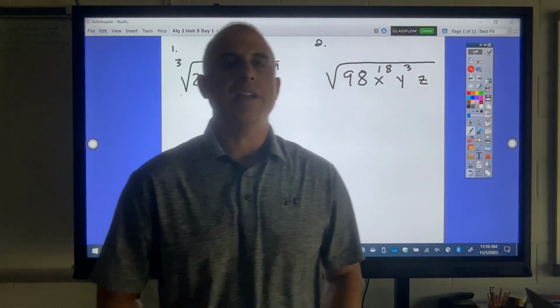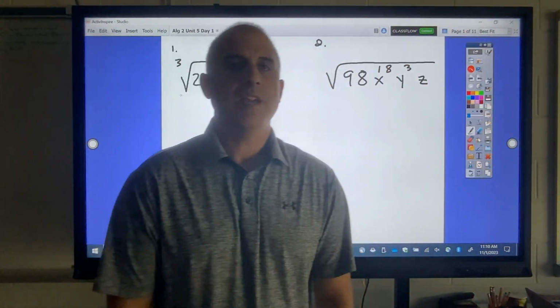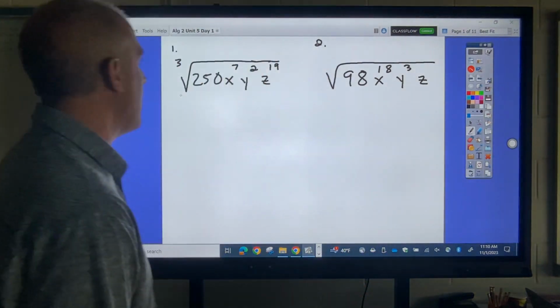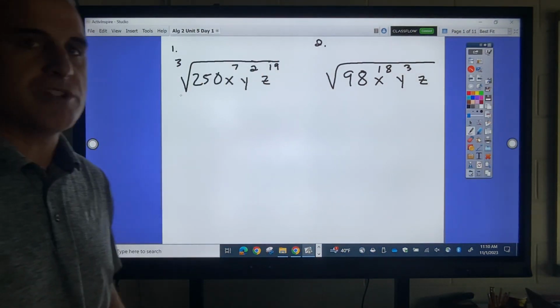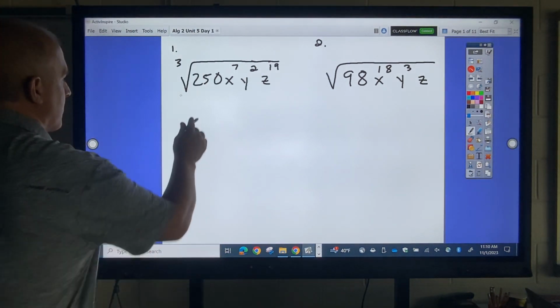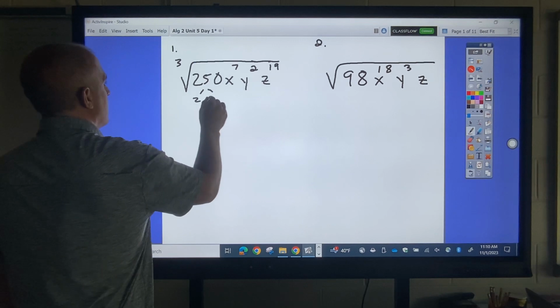Okay, this is going to be the first video in Algebra 2, the radicals unit. This is going to be on simplifying radicals. What you have to do, we sort of talked about this a little bit. When you break down the square root, we're going to do the same thing.